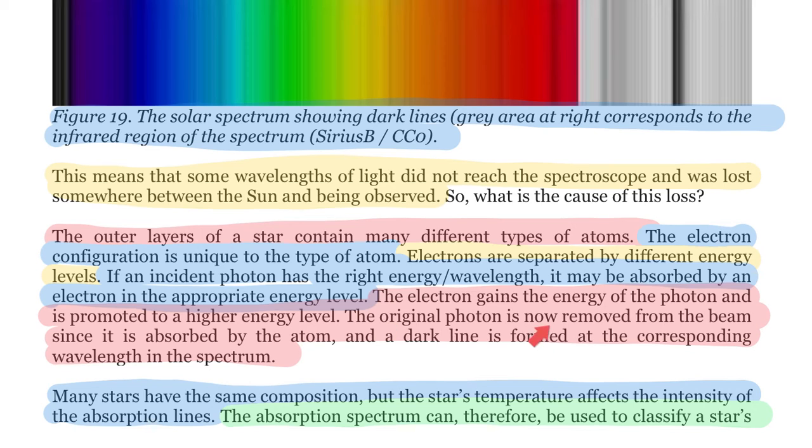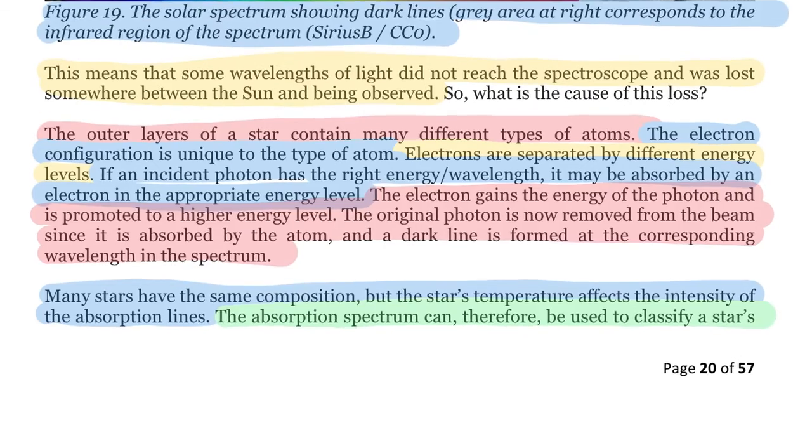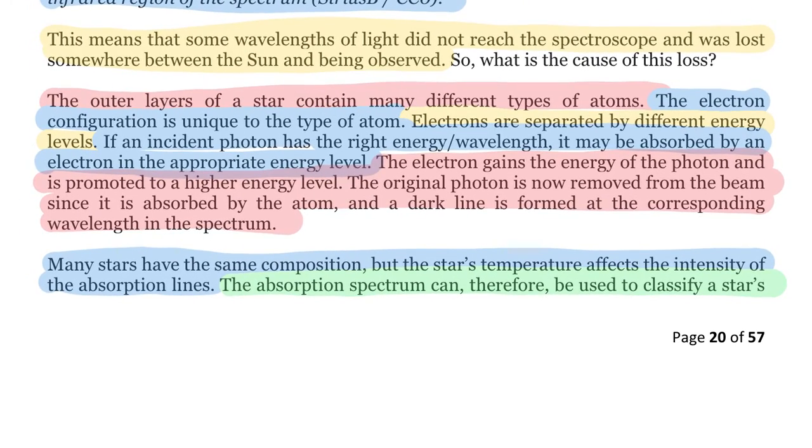But the original photon is now removed from the beam of electromagnetic radiation and has been absorbed by the atom. And so a dark line is formed at the corresponding wavelength in the spectrum. Remember, in essence, black is not a color, it's the absence of color. So many stars have the same composition, but the star's temperature affects the intensity of the absorption lines. So therefore the absorption spectrum can be used to classify a star.